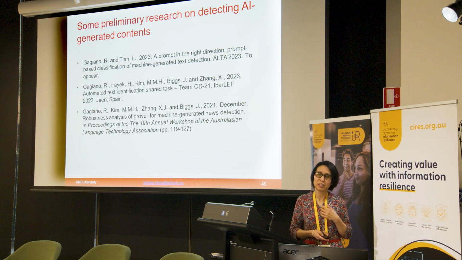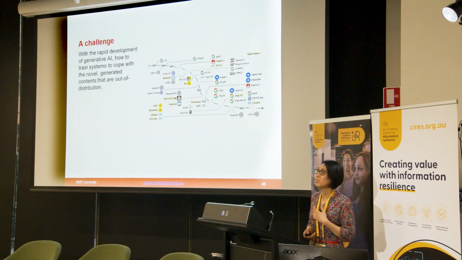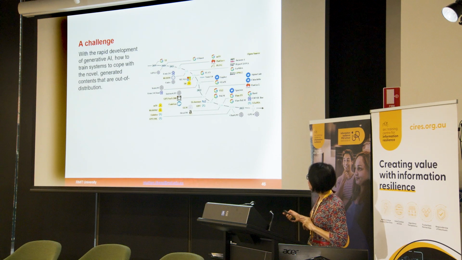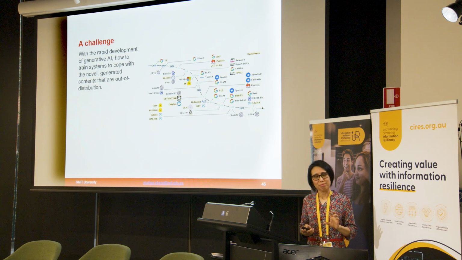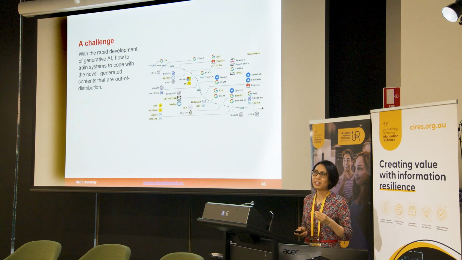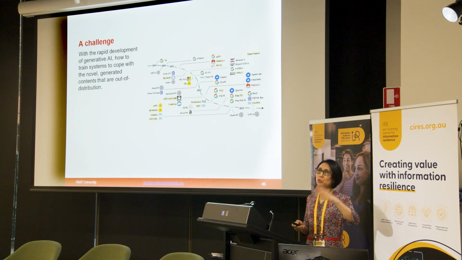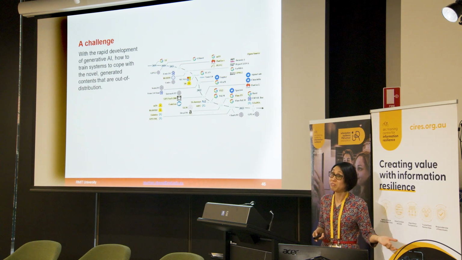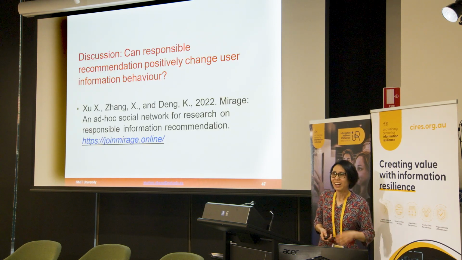So some preliminary work that we have done. A challenge in this space, as I said, if we want to have an AI that polices another AI, a powerful AI that keeps changing, how can we design our system, our machine learning model, our AI, to be able to cope with the new content, novel out-of-distribution content that we haven't seen before? That's a challenge. All right.